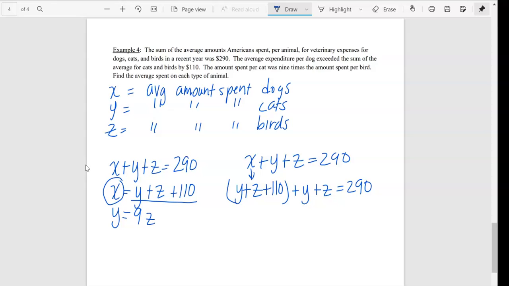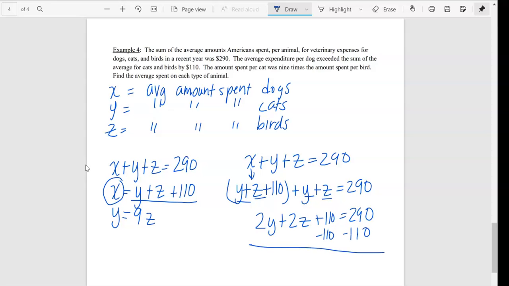Okay, another thing that I'm noticing, so if we work with this one, there's a lot of things you could do here. This is just one option. So if I combine this, I would have 2y's plus 2z's, because we've got this y and this y, this z and this z, plus 110 equals 290. So I could subtract 110 from that, and I would get 180 equals 2y plus 2z.